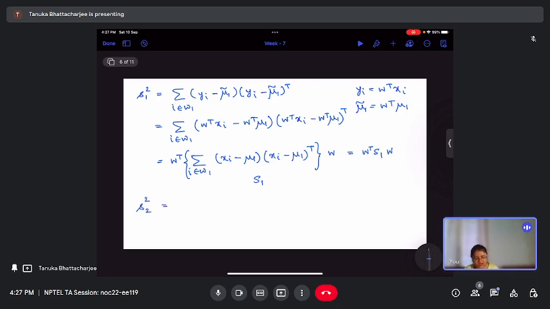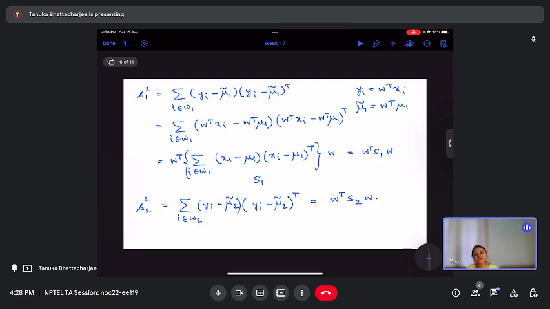So, for the other class omega 2, the intra-class scatter for the projected data can similarly be derived. The expression will be summation over i element of omega 2 of (yi tilde minus mu 2 tilde) into (yi tilde minus mu 2 tilde) transpose. And if you evaluate this similarly, you will finally get w transpose S2 w, where S2 is the intra-class scatter for class omega 2 in the original d-dimensional space.